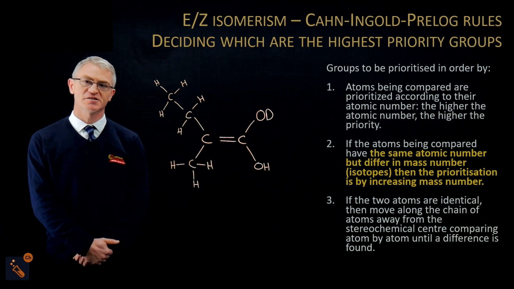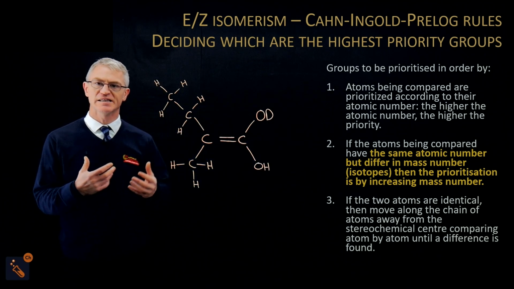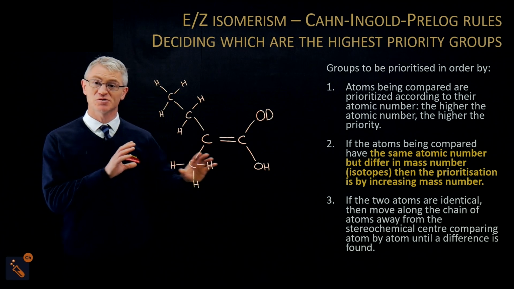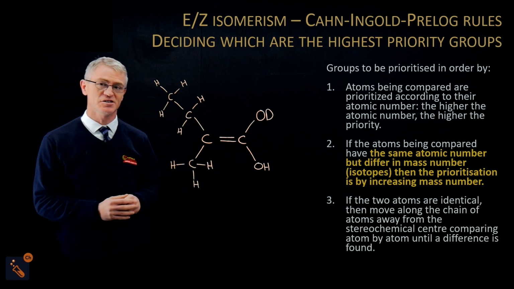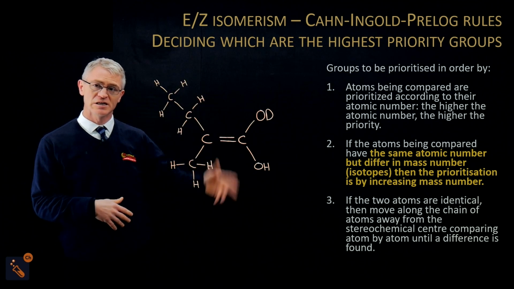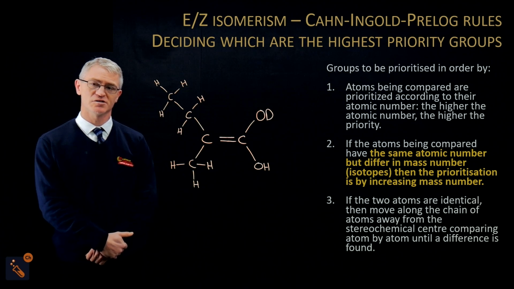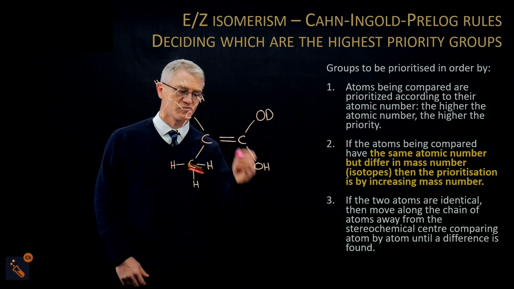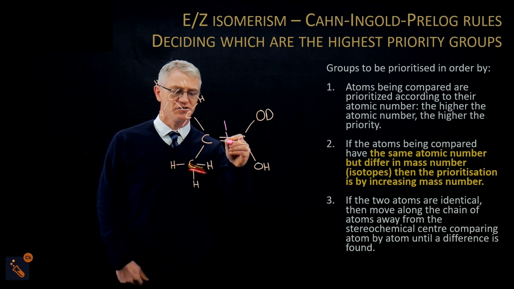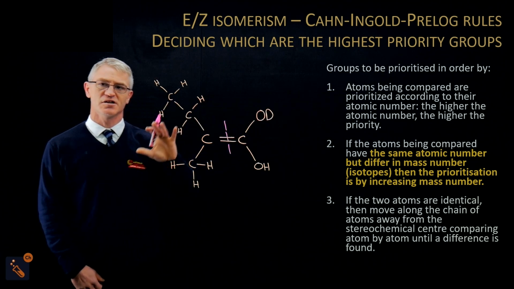So our next group is going to use this rule number 2. So if they have the same atomic number but differ in their mass number, okay, but it's also going to use number 3 as well, because we're going to move along the edge of the chain. So first of all, stop the video. Explain to me whether this is E or Z using the highest priority groups. So if you don't know how to do it, straight away, put your line down the middle, look towards the right, look towards the left.